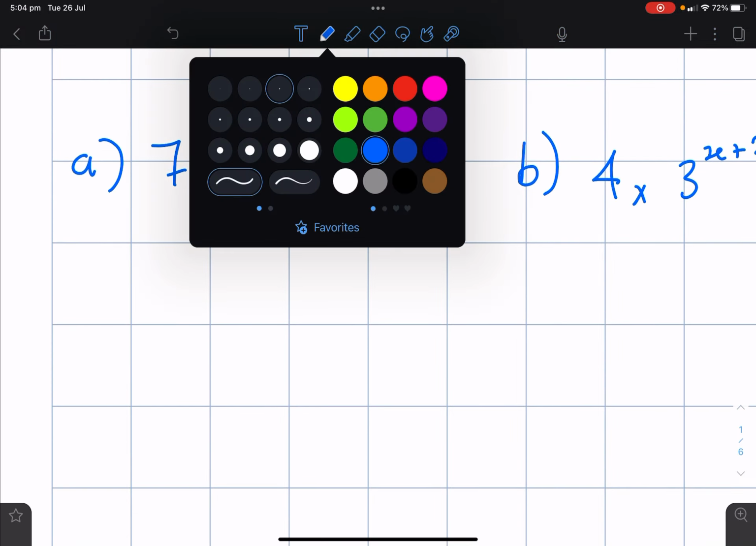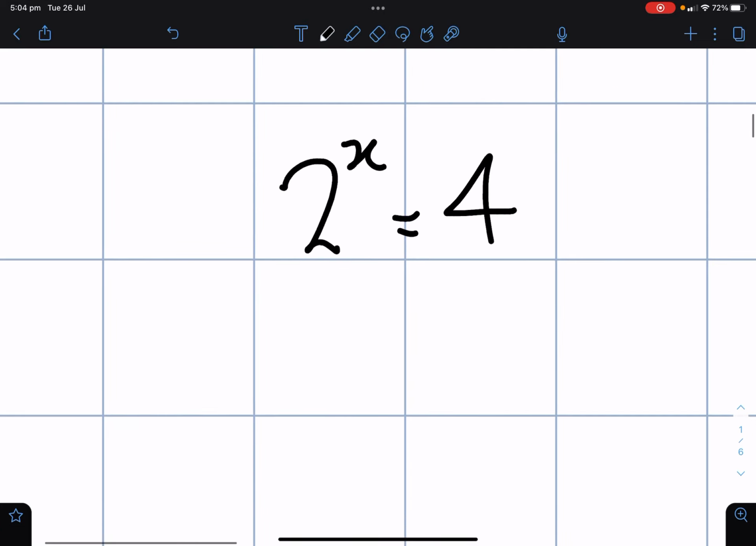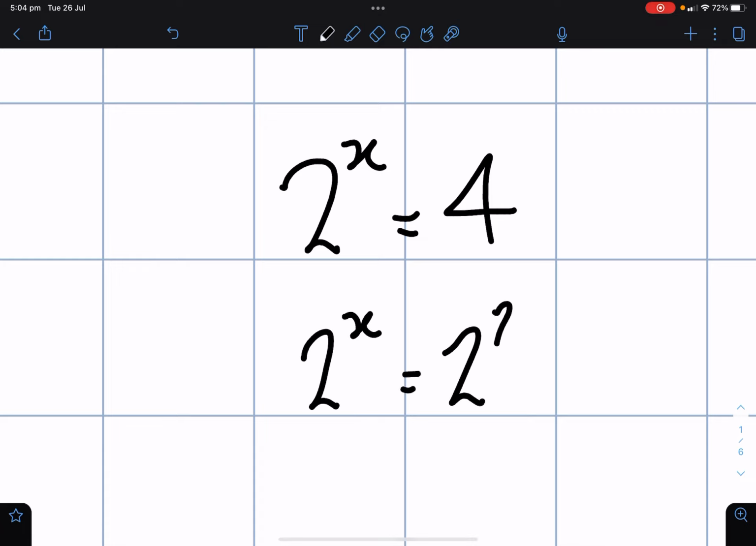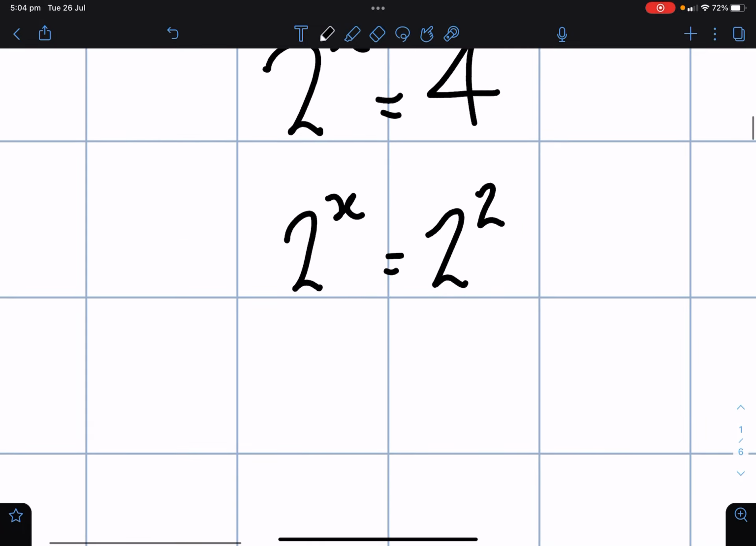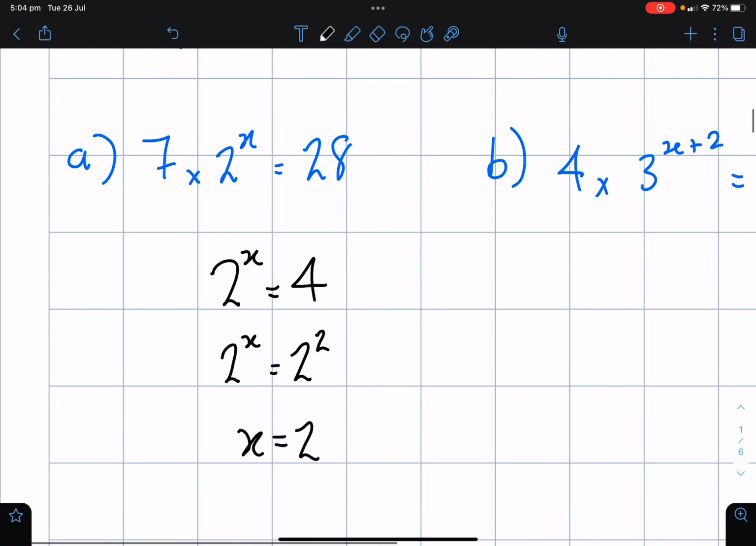All right, so this first example, we're trying to find x and we want 2 to the power of x by itself. So we're going to divide both sides by 7. Now, 4, we know, is 2 squared, okay? So now that both bases are the same, we can equate the exponents. So x equals 2, all right? So that's the first one.